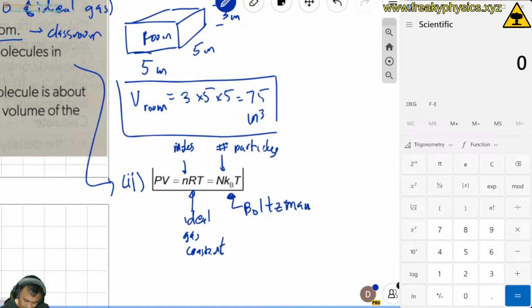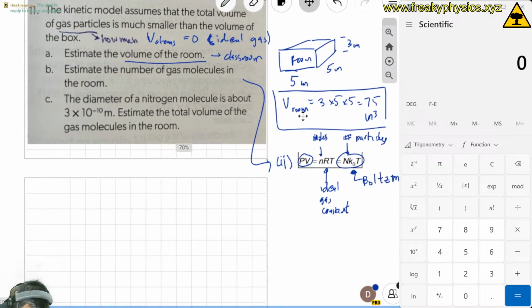And all of these values, the ideal gas constant and Boltzmann constant, are also in the data booklet. So just look for them later. Okay. So going back, the more useful version is this one, right? Yeah. And we're gonna start with that. So what's given to you in the problem here?